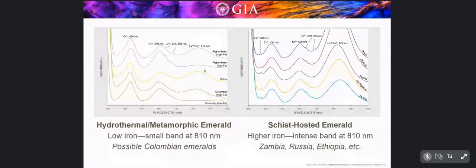So if I see it has that intense absorption band at 800 nanometers, it could be Zambia, Madagascar, Russia, Ethiopia, or Brazil, but it's not going to be a Colombian stone. Similarly, if I see the absence of that band, it might be Colombia or Afghanistan, but it's definitely not going to be Russia or Ethiopia or Brazil.